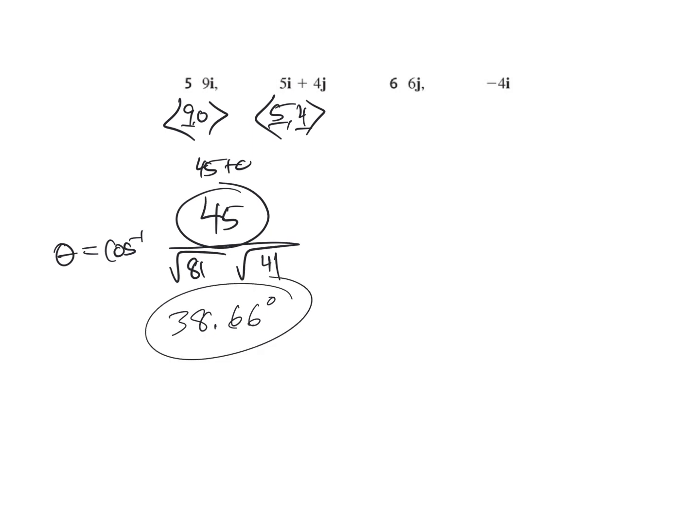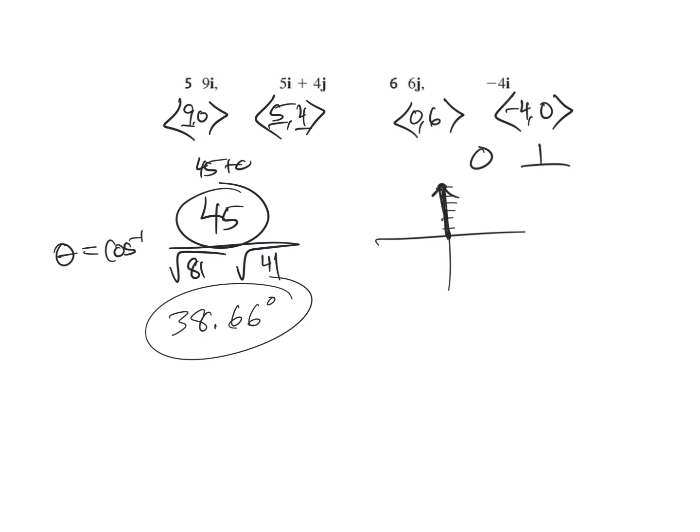Now number 6. i·j, so 0, 6, and i·j, negative 4, 0. So that's going to be 0. 0 times anything is 0, and 6 times 0 is 0. So these are orthogonal. Orthogonal means they're perpendicular. Just a visual here: 0, 6, 1, 2, 3, 4, 5, 6. There is your first vector. Your other vector is at negative 4, 0. So there's that, and that's 90 degrees in between them. So your dot product is 0, and your angle is 90 degrees.